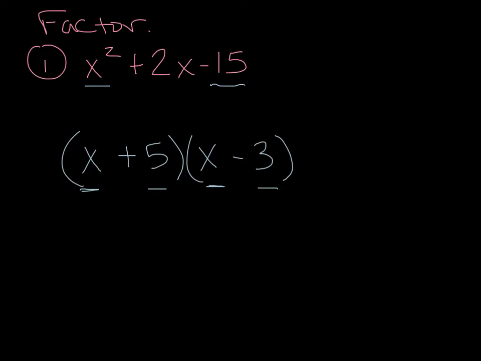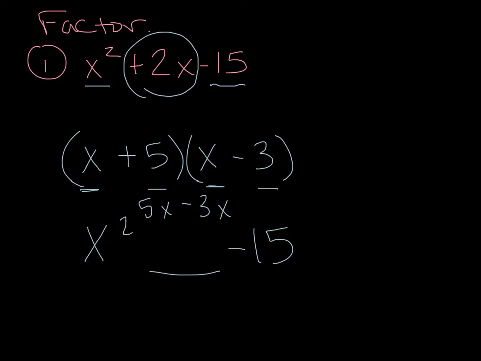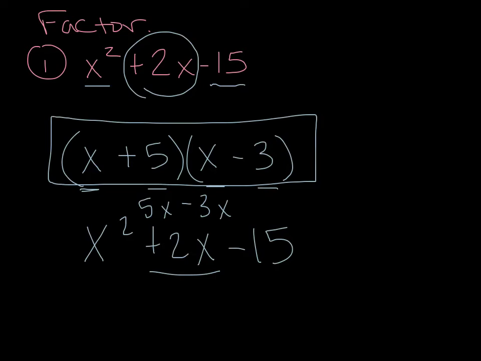Then you have to check and say, that could be my answer, or it could not. So we have to multiply it out. X times x gives us x to the second, so that part's fine. 5 times negative 3 is negative 15. So the part you have to check is the middle part. 5 times x gives you 5x, and x times negative 3 gives you negative 3x. Well, positive 5x and negative 3x, does that give me 2x? Yes, so plus 2x. So we are good, so this is my answer: x plus 5 times x minus 3.